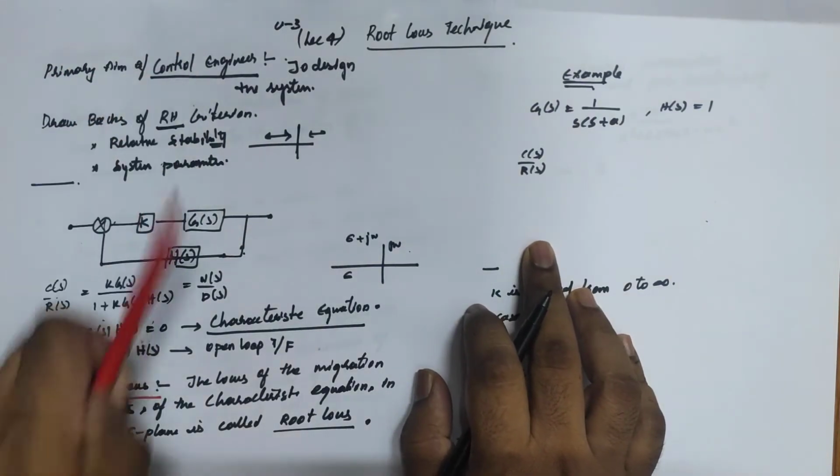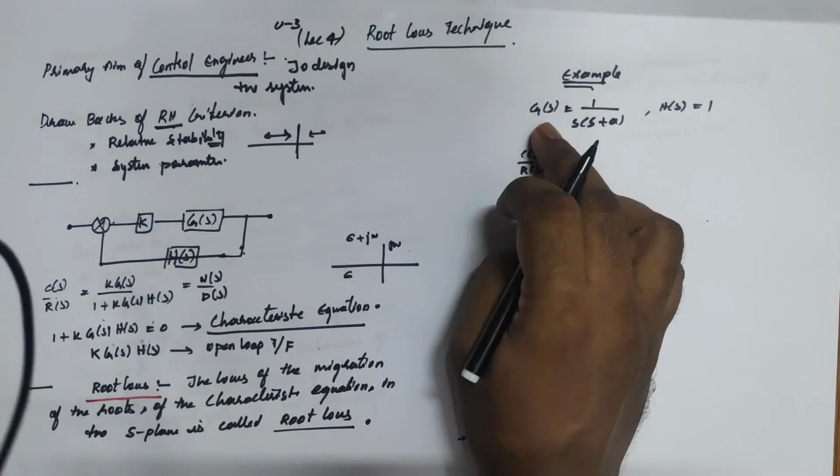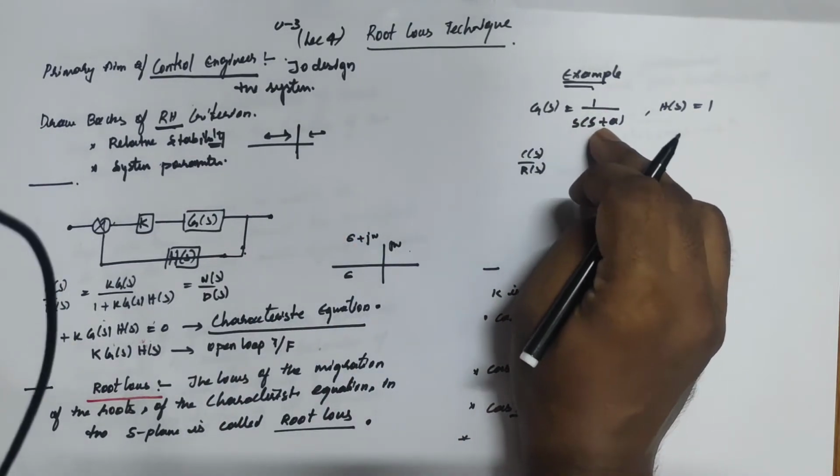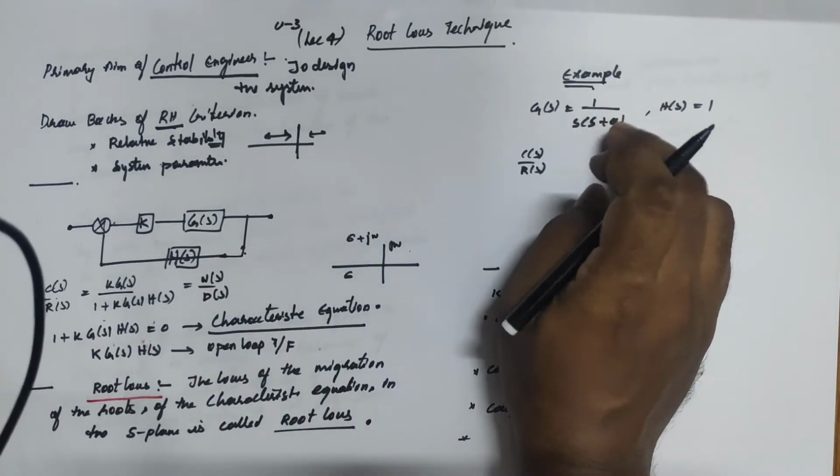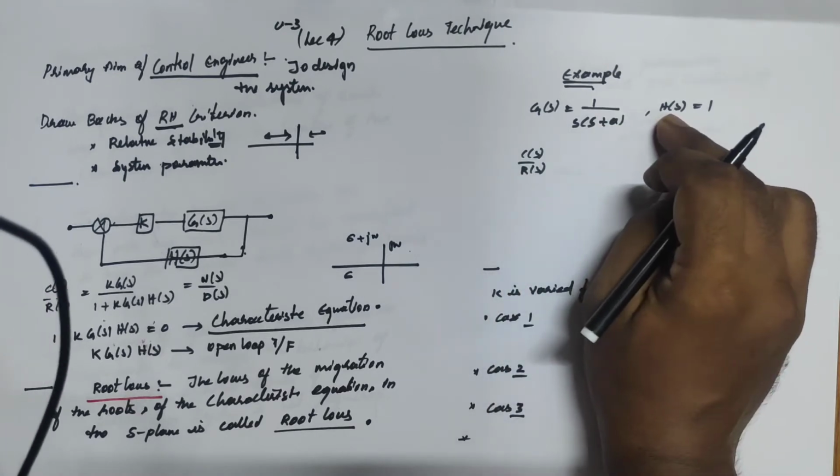Now let us take a small example. Let us take G of s equal to 1 by s into s plus a, which is a second order function, and H of s is equal to 1.